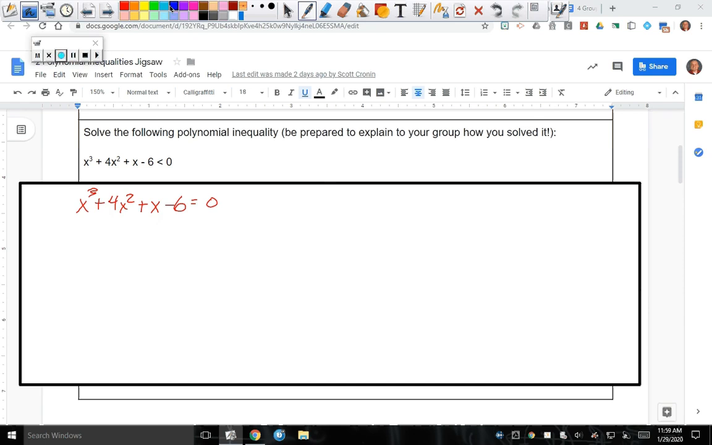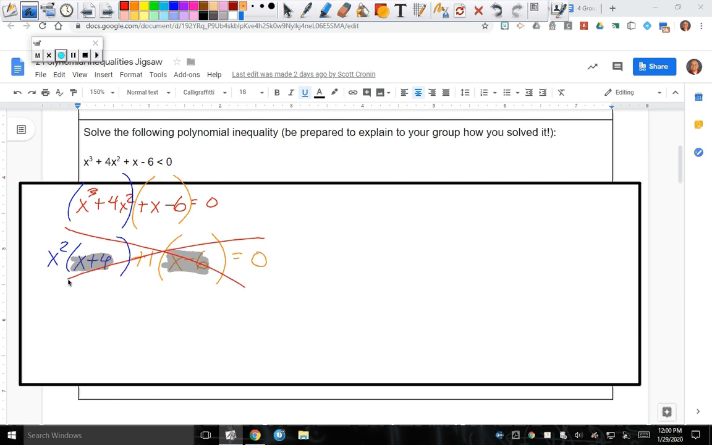GCF. Yep, factor by grouping. What do I pull out? X squared. What are the scraps? X plus 4. Nice. All right, so over here, what do I pull out? 1. What are the scraps? Nice. You tell me. We can't do that, right? We cannot do factor by grouping because the only way we can do factor by grouping is if and only if these are a perfect match. If they aren't, we cannot use this method. We have to do something else.